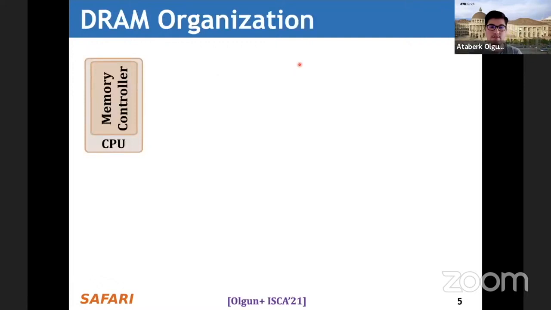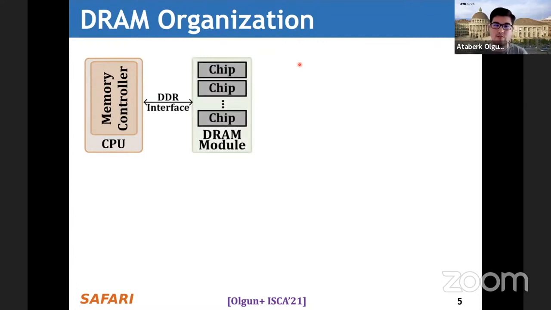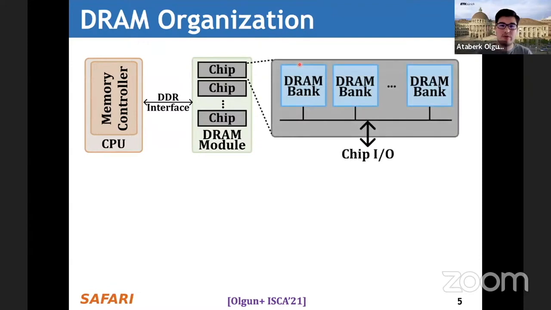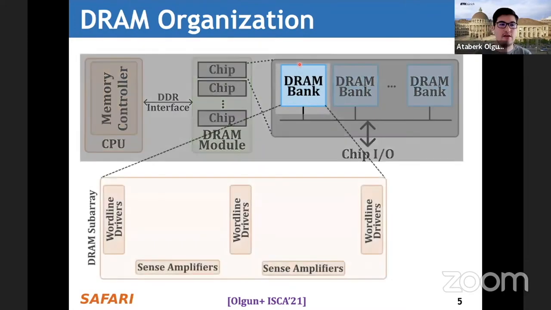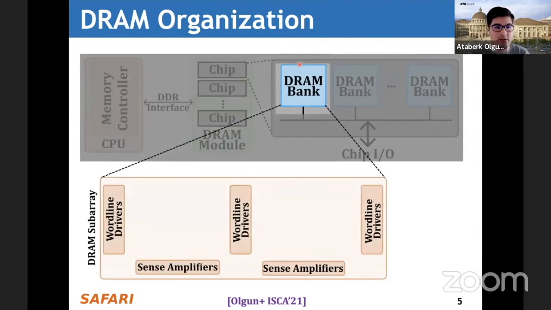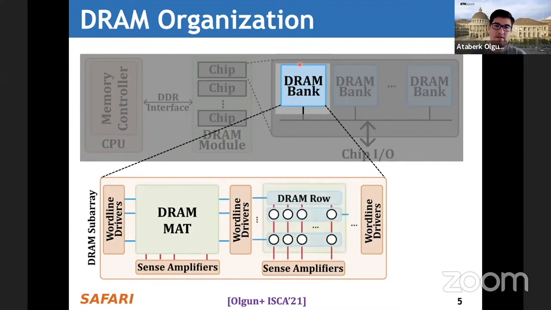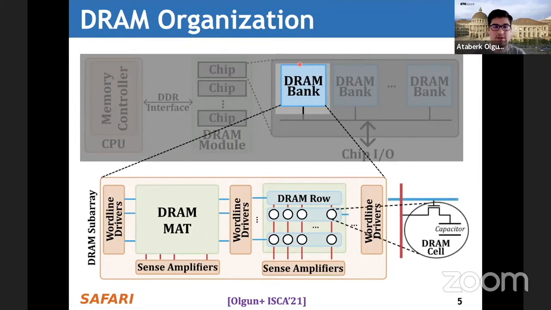Here is basically a processor's memory controller. It communicates with a set of DRAM chips on a DRAM module through what's called a DDR interface. And each DRAM chip contains multiple banks. Inside the bank, there are multiple subarrays, and subarrays contain multiple DRAM mats. These DRAM mats are separated from each other by word line drivers and sense amplifiers. Inside the DRAM mat, we have multiple DRAM rows, and inside the row is a number of DRAM cells, and a simplified version of a DRAM cell looks like this.